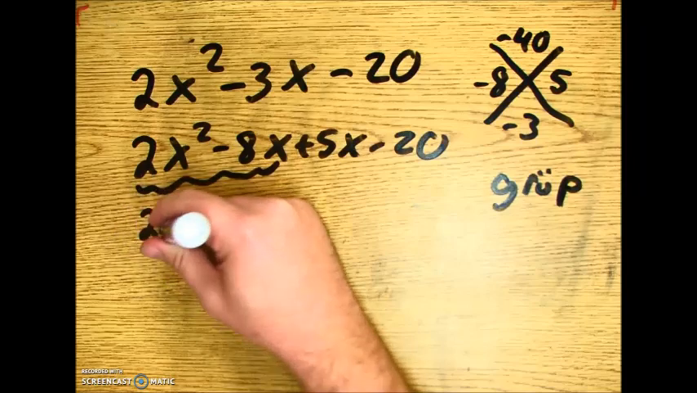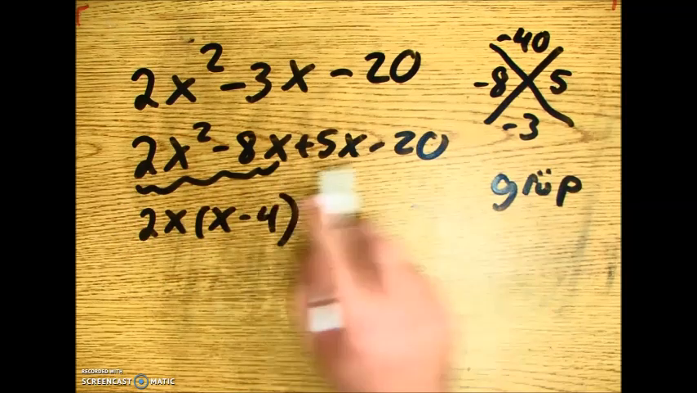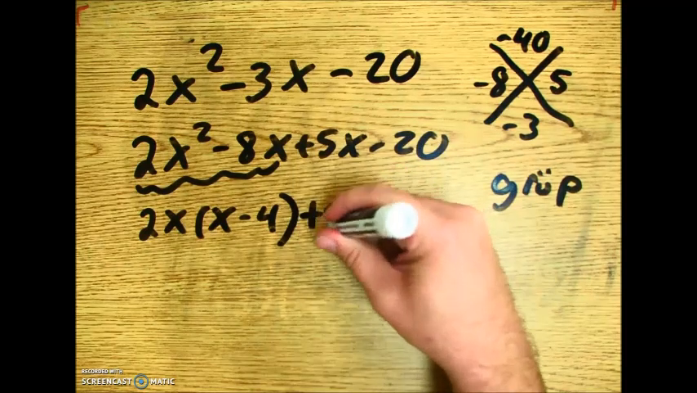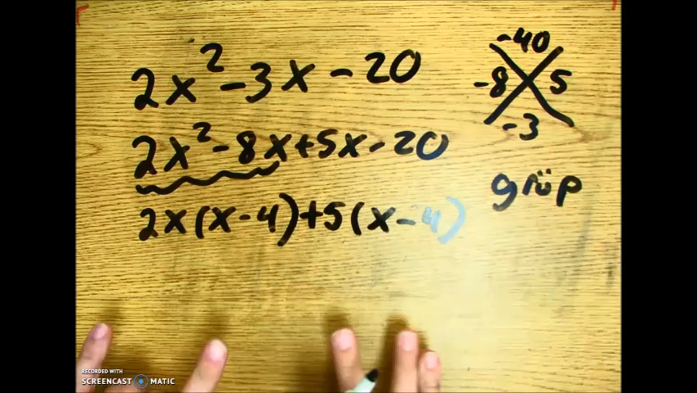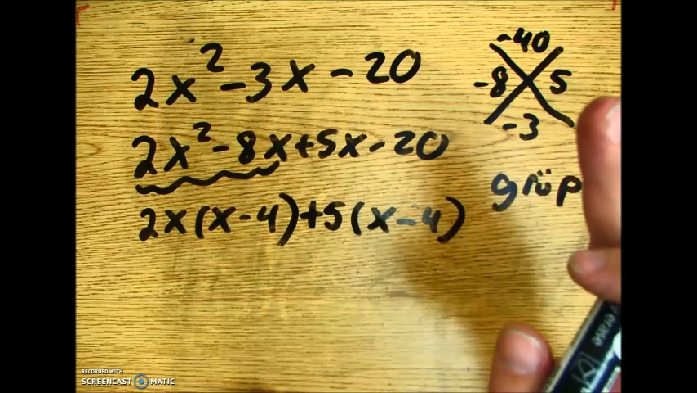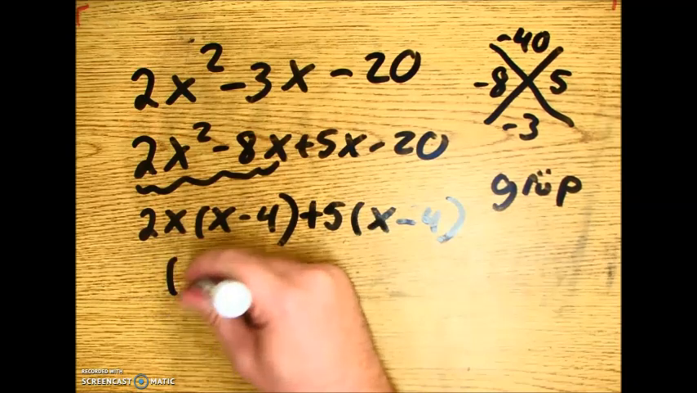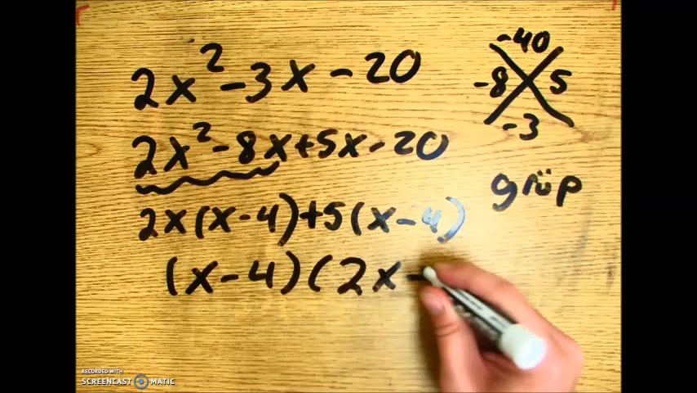2x. And we have an x minus 4. What can we factor out of the second group? 5. So it's plus 5. And we have an x minus 4. So now I have this group and this group. Do they have anything in common? They have an x minus 4 in common. So we factor out an x minus 4. And we have a 2x plus 5.